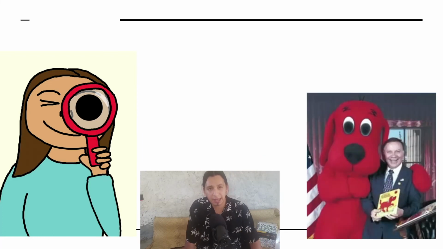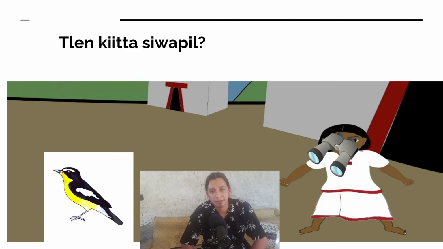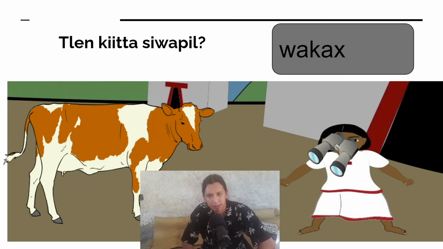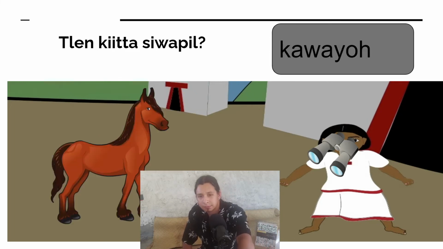Kiita se chichi weyi wan chichiltik. It could be different people, and the word's going to be the same. Tlen kiita siwapil. What does the little girl see? Siwapil kiita se tototl. Little girl sees a bird. Siwapil kiita se wakash. Wakash means a cow. Siwapil kiita patos. Siwapil kiita caballo.